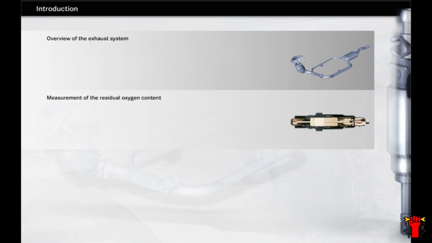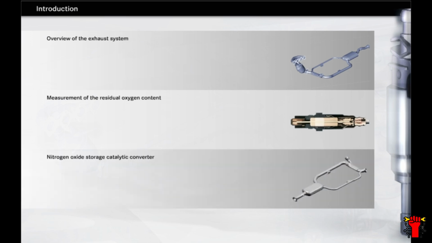The exhaust system of the direct injection petrol engine also displays some special characteristics which are due to its particular design. The first section of this chapter presents you with an overview of this system. You will then learn about measuring the residual oxygen content, which requires the use of a new type of oxygen sensor. The chapter concludes with a look at the nitrogen oxide or NOx storage catalytic converter, which, as the name suggests, both stores nitrogen oxide and also converts it by means of a catalytic process.